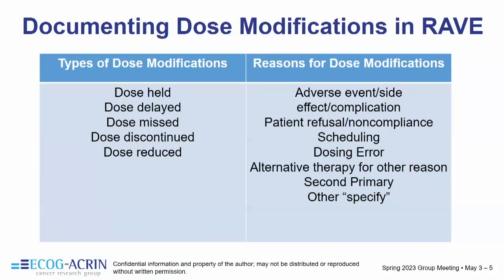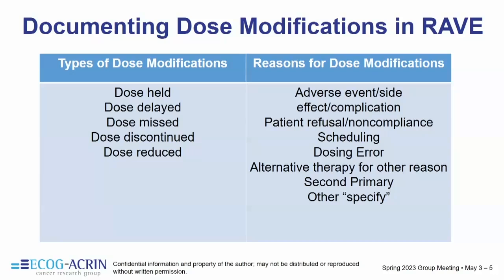So we've got scheduling delays. You couldn't get the patient into clinic on time because it was Thanksgiving or Christmas. Dosing errors. This includes dosing errors from the clinic. Perhaps the initial drug order was incorrect. Hopefully that doesn't happen very often. Or a dosing error by the patient, like we talked about. So the patient's accidentally only taking one pill instead of one pill twice a day.